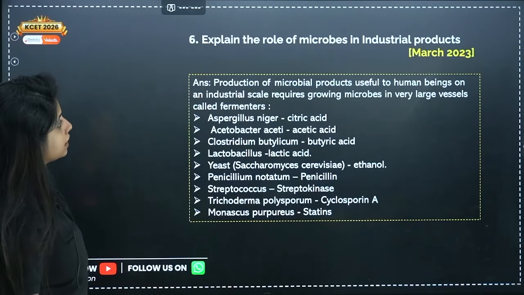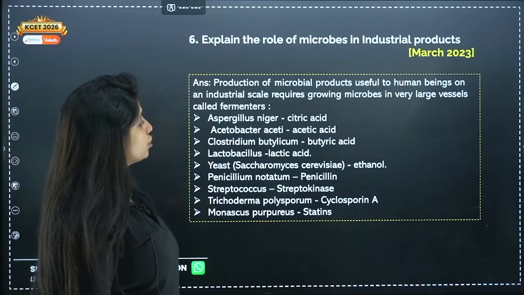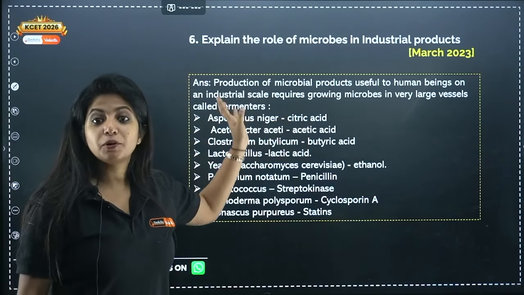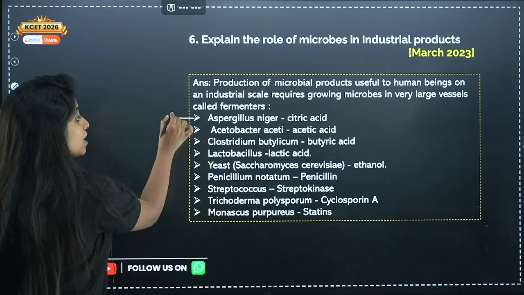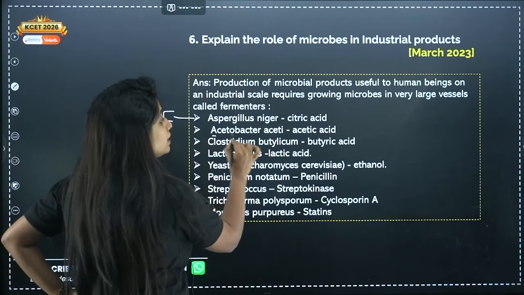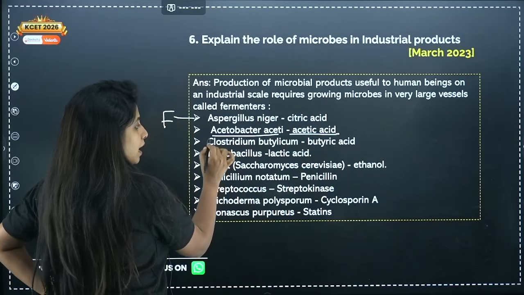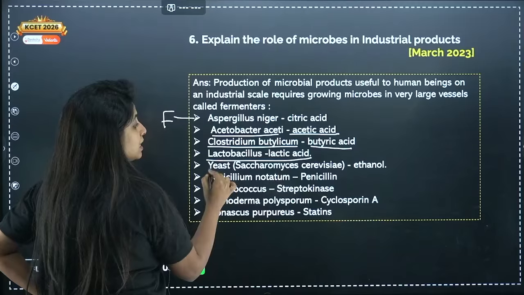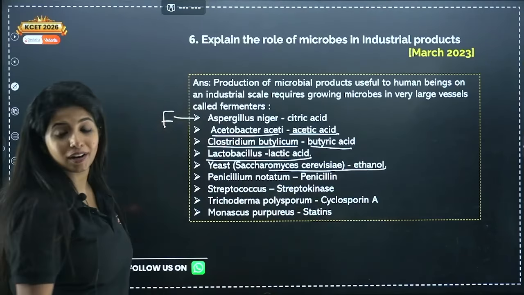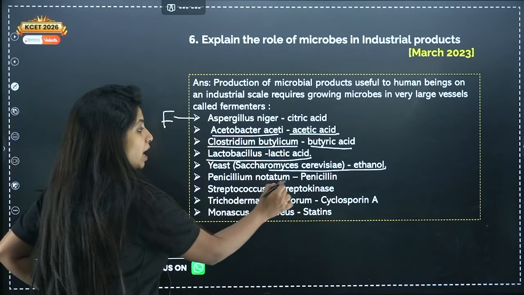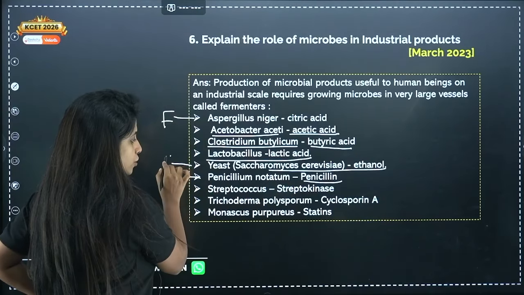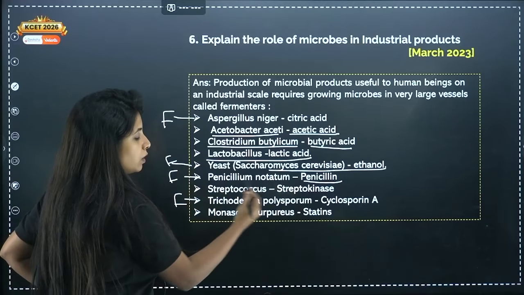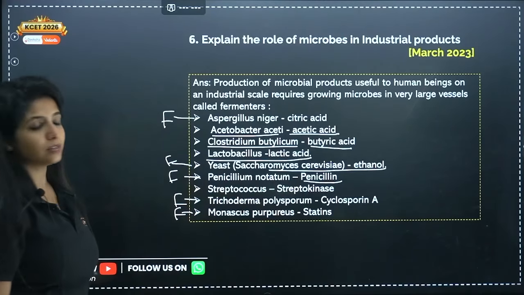Next, explain the role of microbes in industrial products. Starting from here, Aspergillus niger produces citric acid. What is Aspergillus niger? A fungus, ma'am, we studied it. Acetobacter aceti produces acetic acid, a bacterium. Clostridium butylicum, butyric acid. Lactobacillus, lactic acid. Saccharomyces cerevisiae, ethanol. And Penicillium notatum, penicillin, that is a fungus again. Streptococcus, streptokinase. Trichoderma polysporum, a fungus producing cyclosporine. Monascus purpureus, a fungus that produces statins.